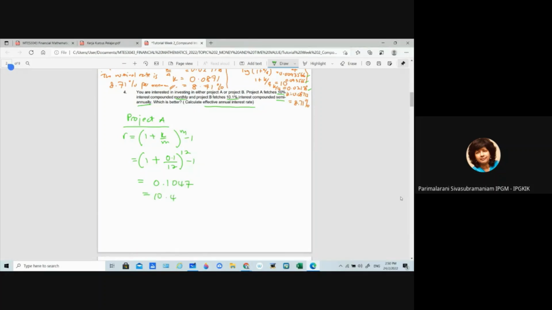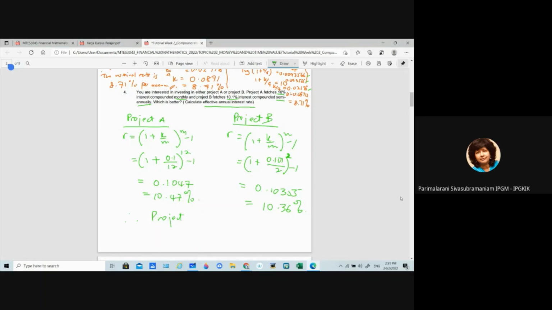Solve this, you get 0.1047, which is 10.47%. Then we do project B. For project B, R equals 1 plus k over M, to the power of M, minus 1. So this is 1 plus 0.101 over M, and M here is 2, minus 1, which is 0.10355, which is 10.36%. So from here, we can see our conclusion.